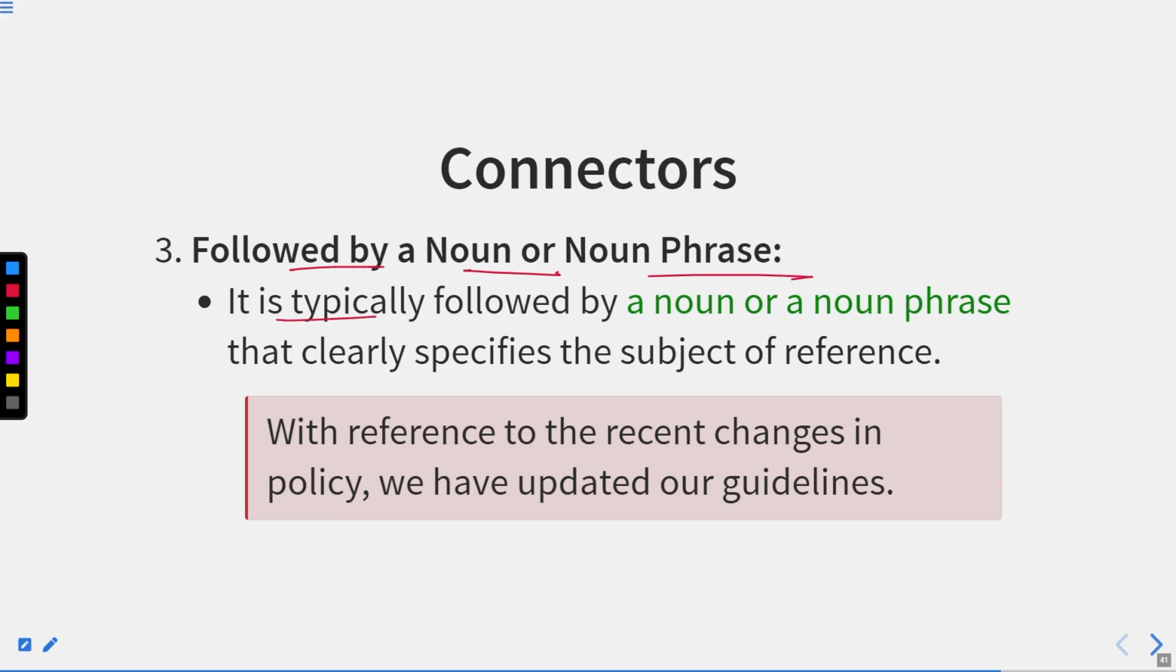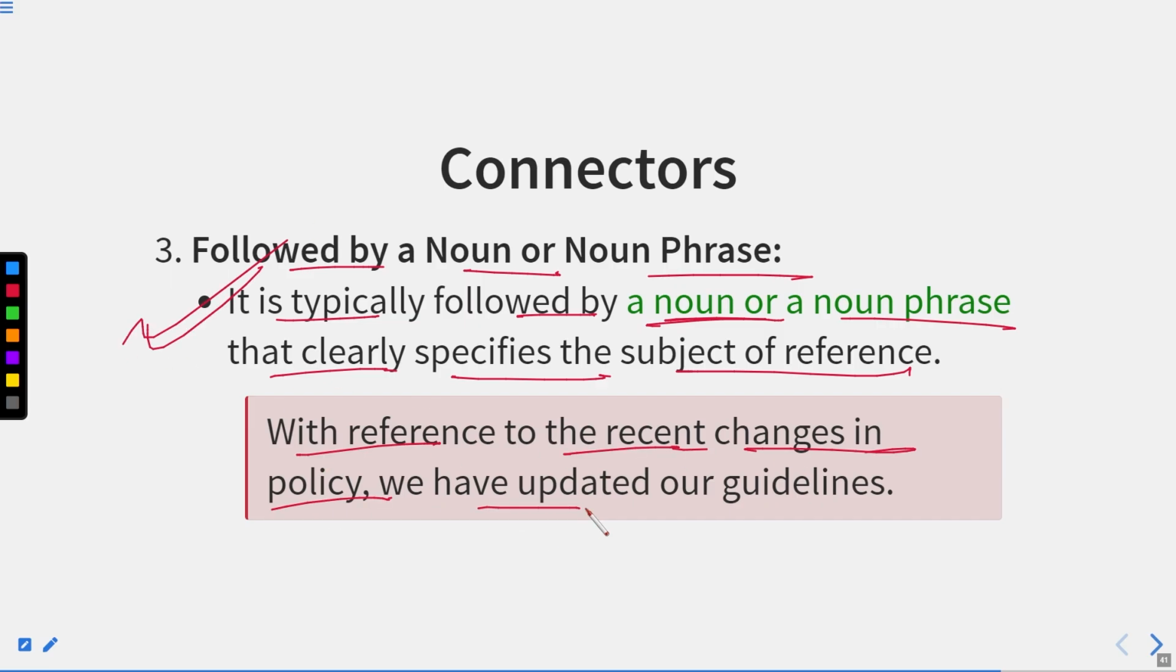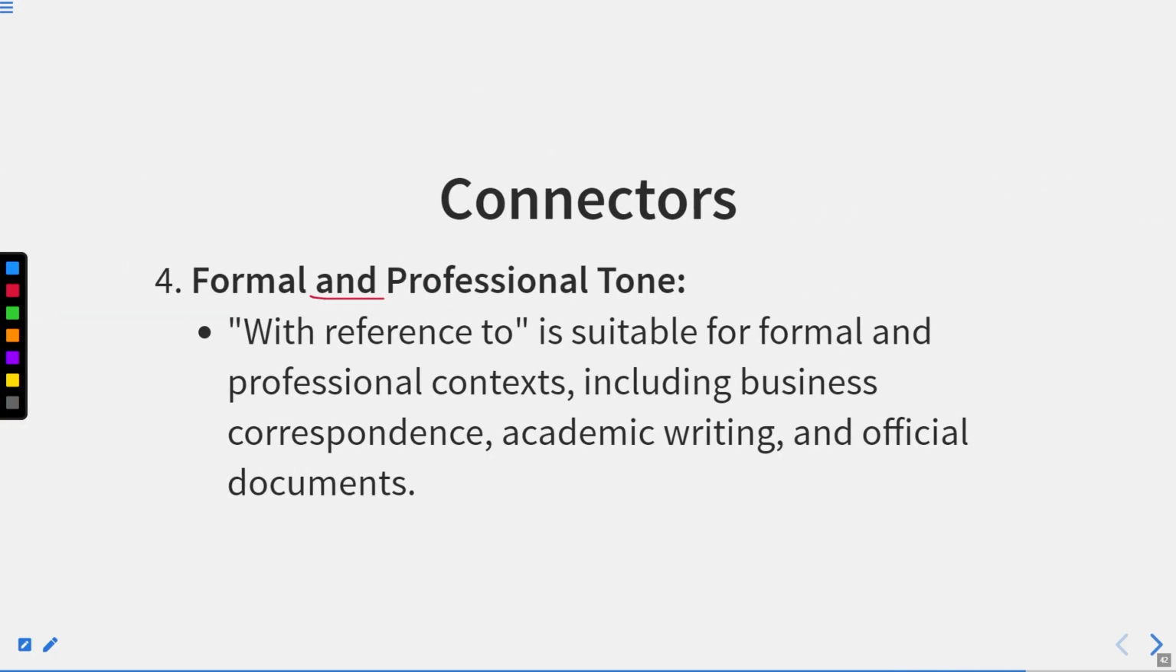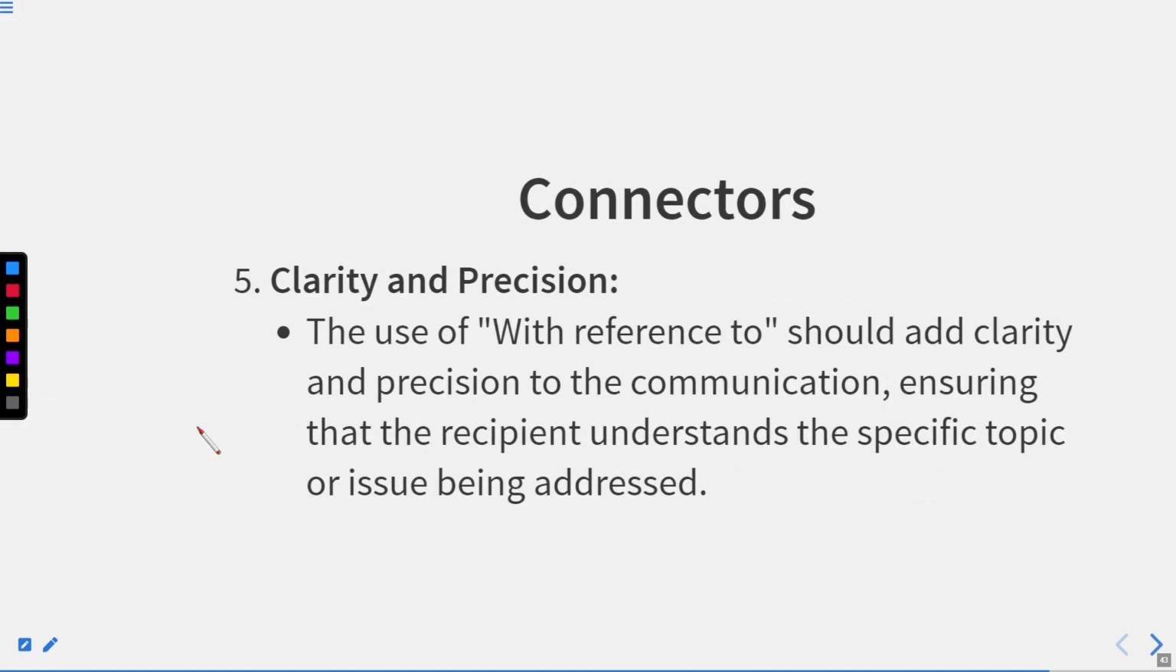Followed by a noun or noun phrase. It is typically followed by a noun or the noun phrase that clearly specifies the subject of reference. This is again very important. With reference to the recent changes in policy, we have updated our guidelines. So in the first part, we have a noun phrase, and in the other part, we have the entire structure of the sentence, that is subject plus predicate. Now, formal and professional tone. "With reference to" is suitable for formal and professional contexts, including business correspondence, academic writing, and official documents.